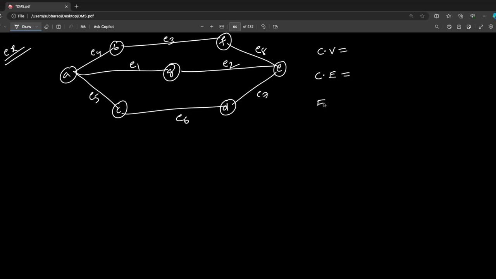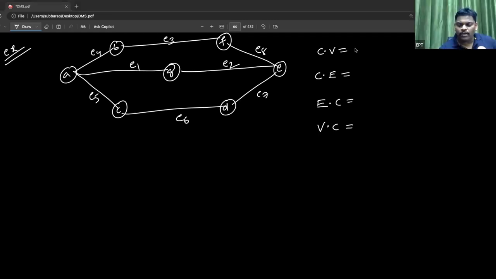Next, the edge connectivity number and the vertex connectivity number. Please go ahead. What is the answer for cut vertex? No one? No cut vertex, no articulation point. Is there any cut edge? No cut edge, no bridge.